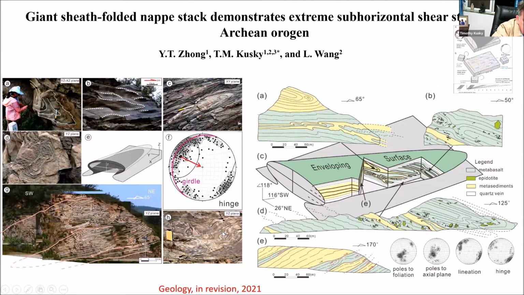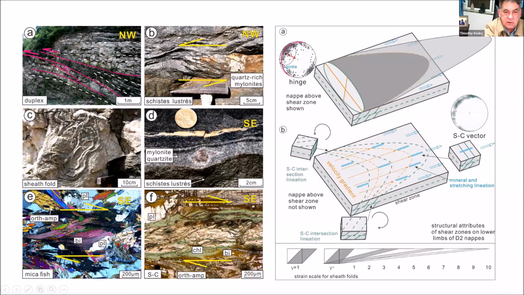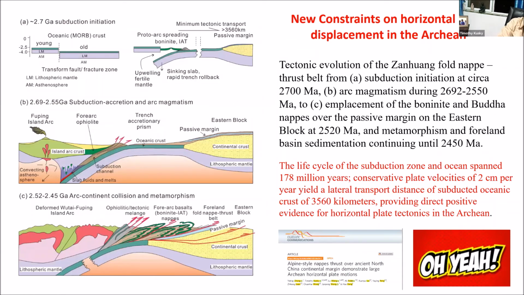boninites and MORBs are 2.698 billion years old, and the time of obduction of these rocks over the passive margin is 2.52 billion years old. So if we assume a very conservative rate of plate convergence, we have 178 million years to go from the subduction initiation to the pushing of these rocks on top of the older passive margin to make this fold-and-thrust nappe belt. So we say 2 centimeters a year, just a guess. So we say 3,560 kilometers of oceanic crust was destroyed here. So that would mean that the evidence that I just showed you for subduction to 400 kilometers has to be repeated about 9 times to get rid of this ocean, okay?